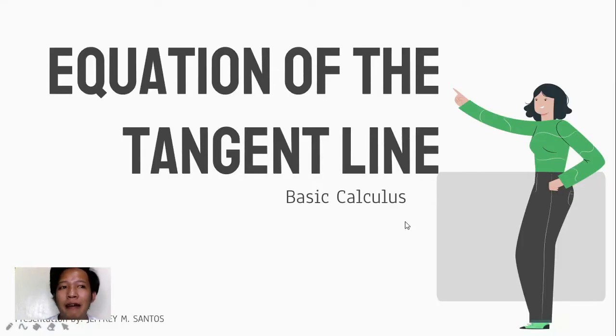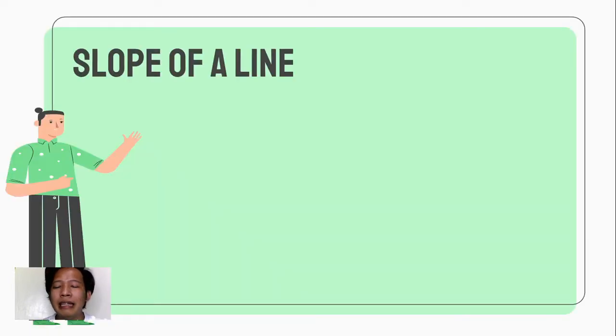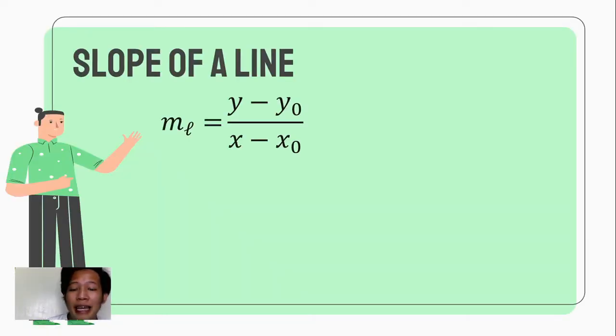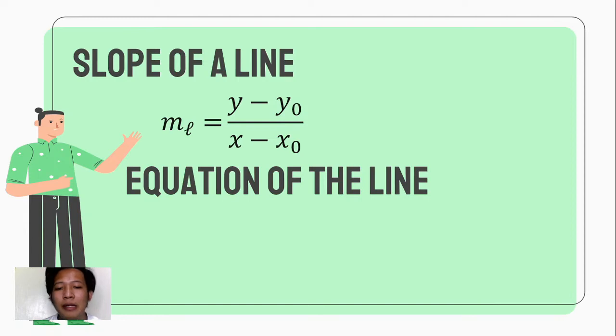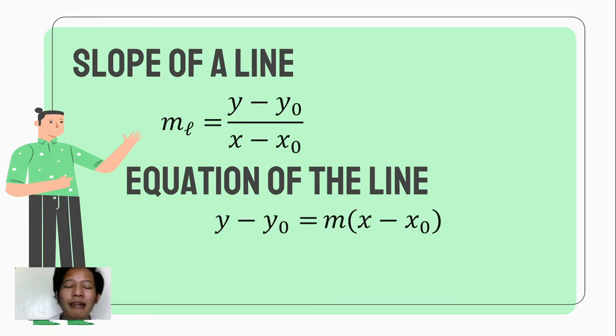Going back to our presentation, the slope of a line is determined by this formula. We have m, which stands for the slope. The reason it's m is that the slope is derived from the idea of a mountain. So the slope is equal to y minus y sub 0 over x minus x sub 0. The equation of the line in point-slope form is determined using the slope of the line together with a point: y minus y sub 0 equals m times x minus x sub 0.